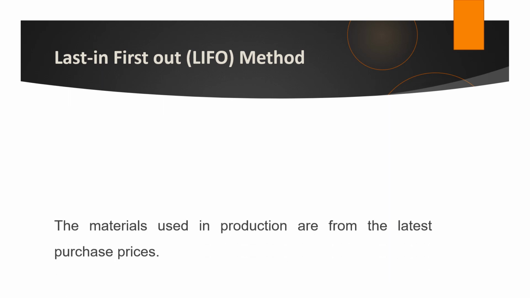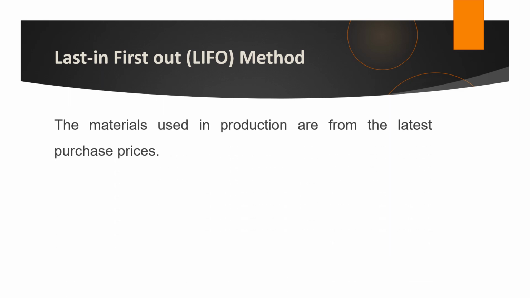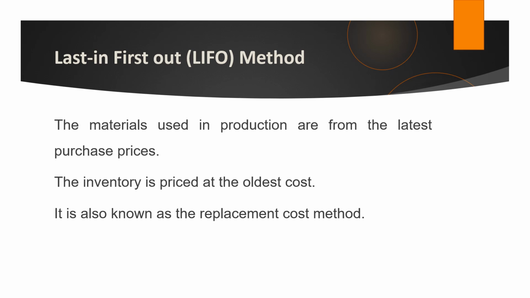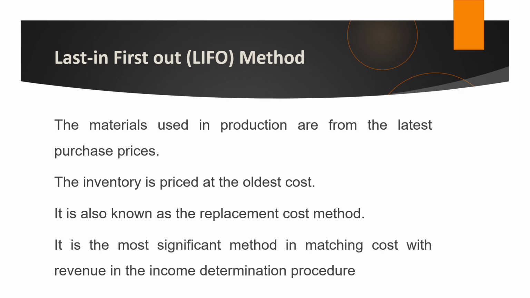In the LIFO method, the principle adopted is that the materials used in production are from the latest prices. The inventory is priced at the oldest cost. As this method applies the current cost of materials to the cost units, it is also known as the replacement cost method. This is the most significant method in matching cost with revenue in the income determination procedure.